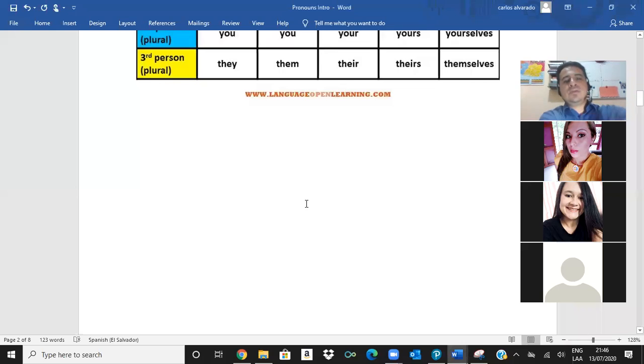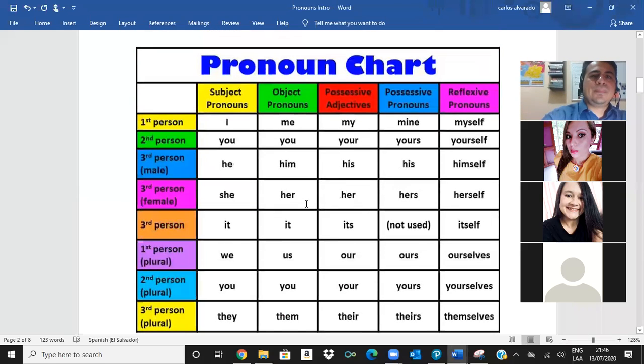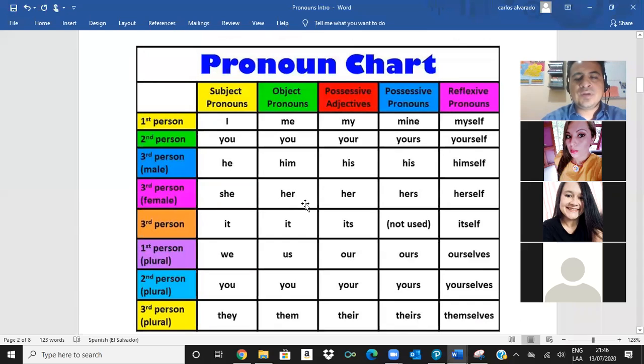Okay, do you see my computer? Yes. ¿Ven el chart que dice pronoun chart? Okay. So, in English, we have 5 different pronouns. Tenemos subject pronouns, que es el que se ve aquí arriba en amarillo. Ese es el más básico. Ese ya lo hicimos. I, you, he, she, it, we, you, they. Okay? Object pronouns no lo vamos a ver ahorita.